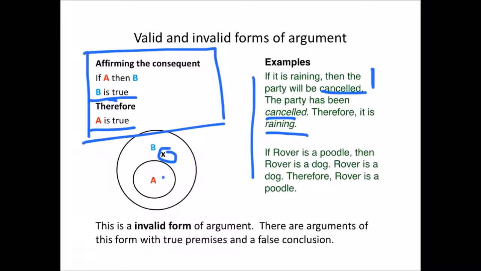Look at this example. If Rover is a poodle, then Rover is a dog. That doesn't mean the same thing as if Rover is a dog, then Rover is a poodle, because that's not necessarily true, although the first thing is true. So this is not a valid form of argument. There are examples where the premises are true, but the conclusion isn't true.